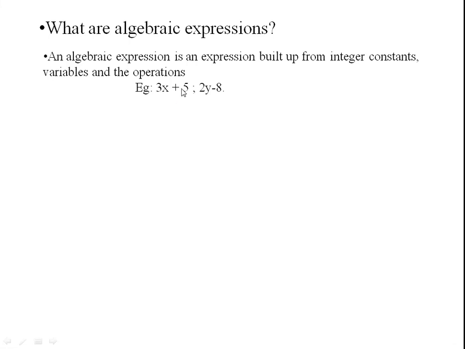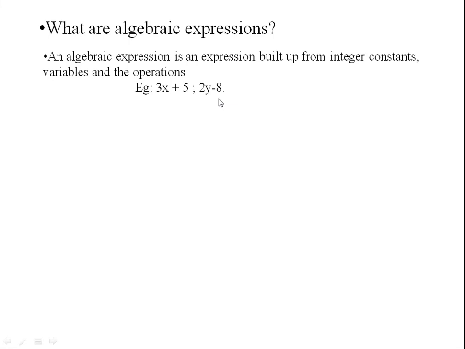How many terms are there in this? 2 terms. The first term is 3x. Second term is positive 5. Here how many terms are there? 2 terms. 2y is the first term. Minus 8 is the second term. So what is an algebraic expression? An algebraic expression is built up from integer constants, variables and the operation. Here this is the integer constant, this is the variable and this is the operation. Here it is addition and here it is subtraction.